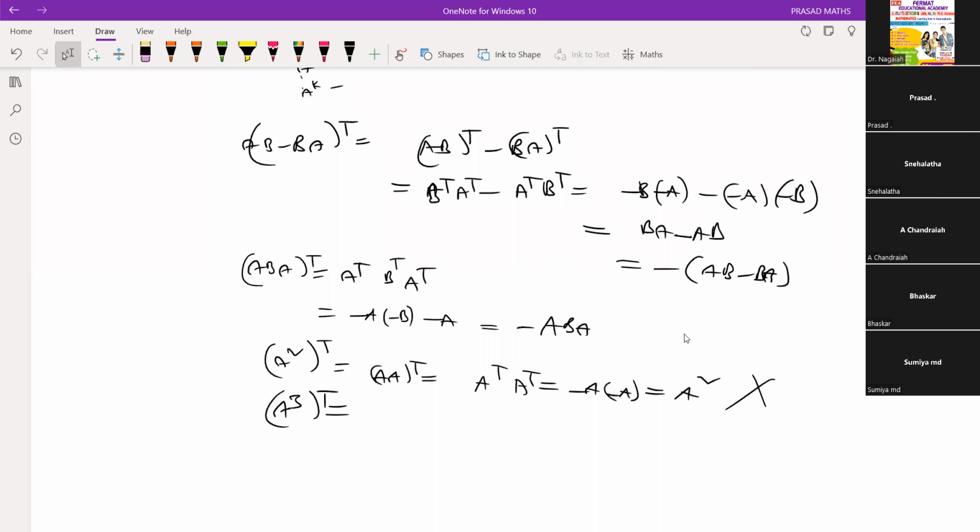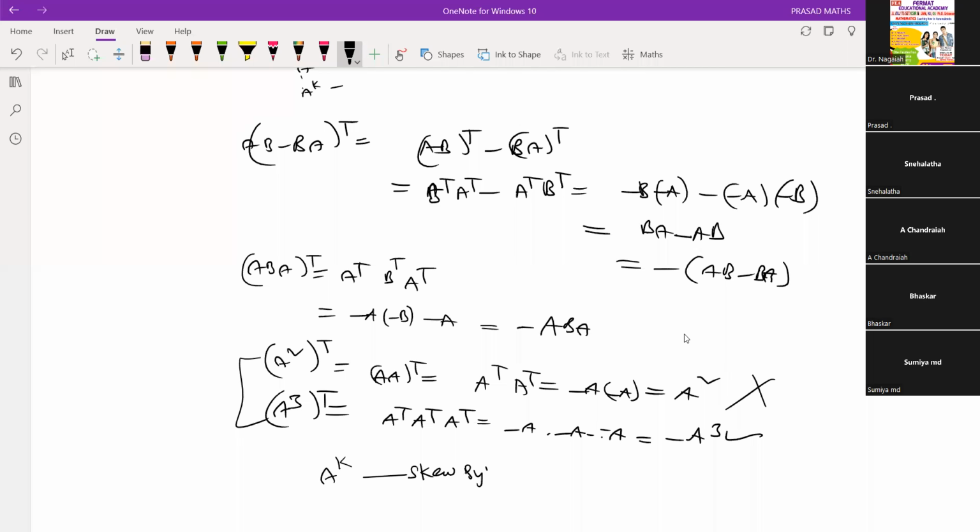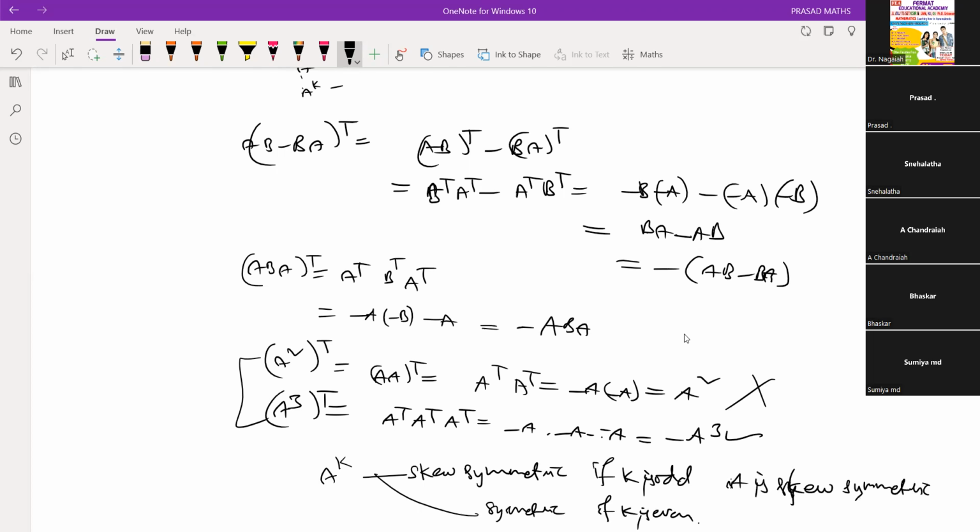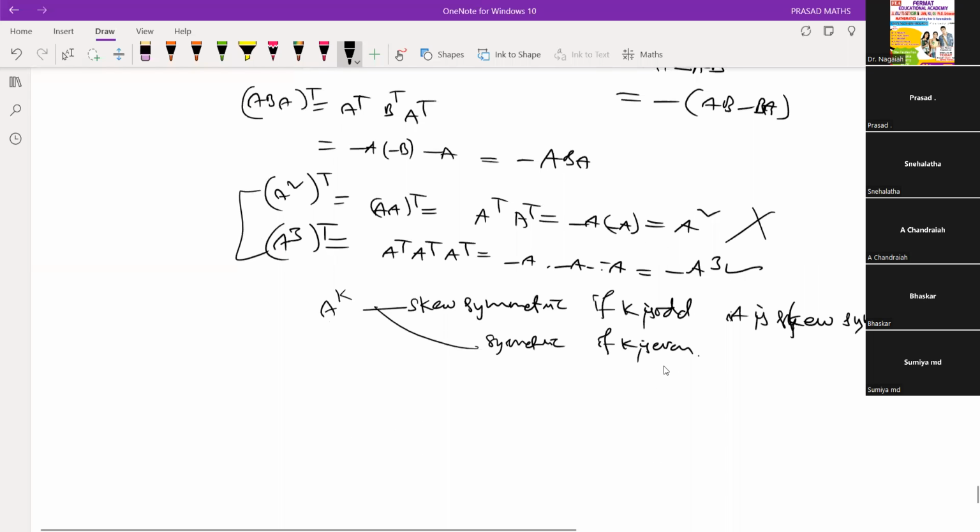But take A cube whole transpose. What is this? A transpose, A transpose, A transpose. That means minus A, minus A, minus A. That means minus of A cube. Therefore, it is skew symmetric. What you observe from these two properties is that A power k is skew symmetric whenever A is skew symmetric and k is odd, and it is symmetric if k is even. Understand? If the base is skew symmetric, then an integral power k is skew symmetric whenever k is odd, and symmetric whenever k is even.